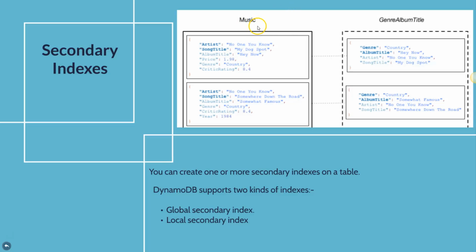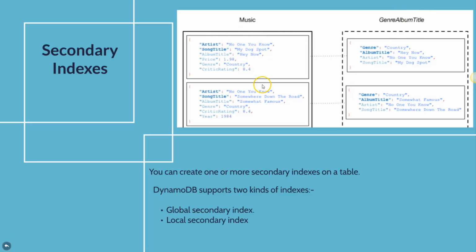Here you can see that this is the music table and we have genre and album title. So this is one secondary index. Basically DynamoDB supports two kinds of indexes. First is global secondary index and second is local secondary index. What is meant by global secondary index? An index with a partition key and sort key that can be different from those on the table. And what is meant by local secondary index? An index that has the same partition key as the table but a different sort key.